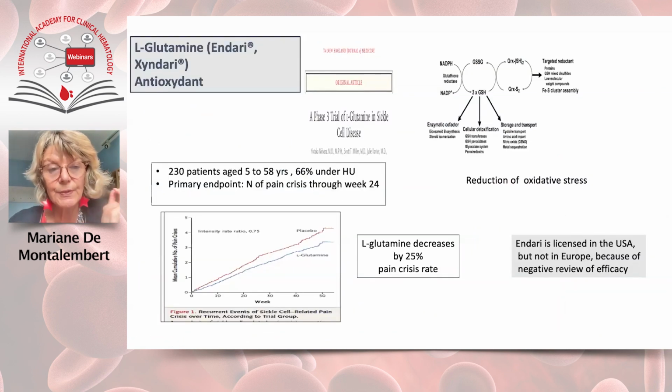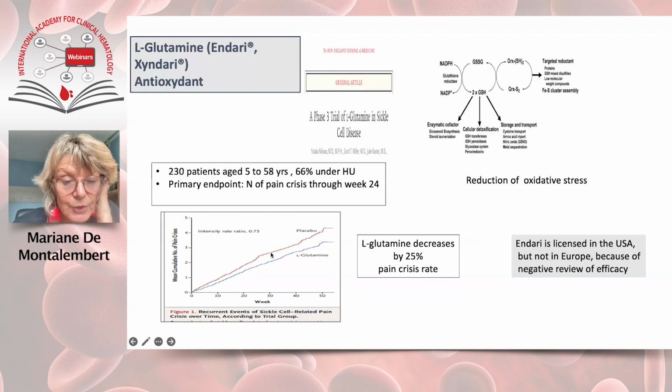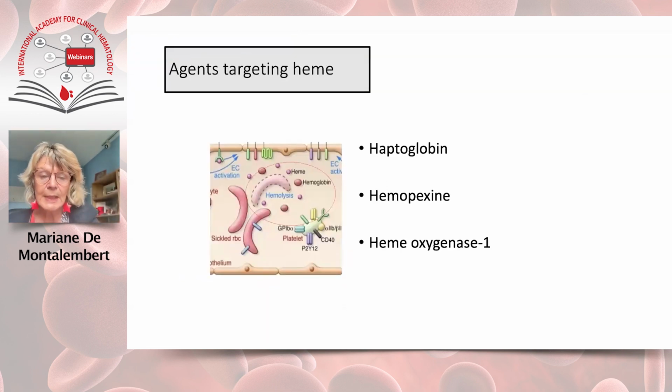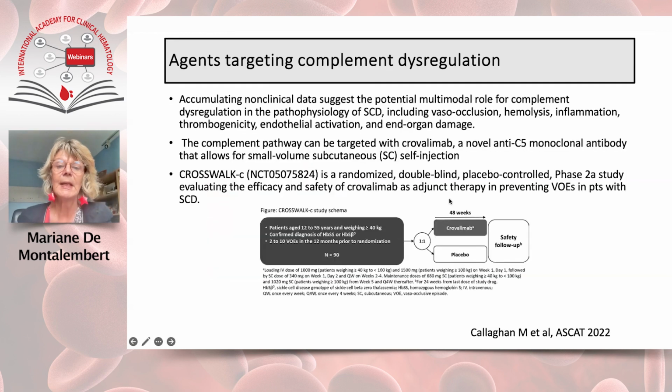L-glutamine is an antioxidant. It was approved by the FDA because it was shown that there was a decrease from four crises in the study period to 3 crises, but it was judged as sufficient by the US, but not in Europe, and it is not licensed. It would be interesting to be able to target free hemoglobin and free heme using drugs; we are in current investigation. And there is a complement dysregulation in sickle cell disease and a lot of anti-complement molecules.